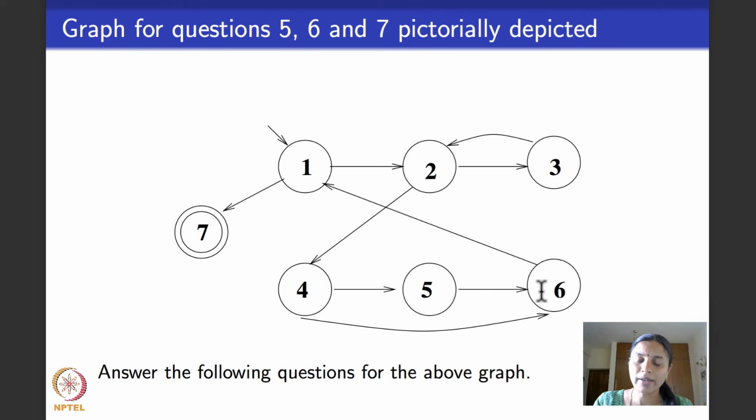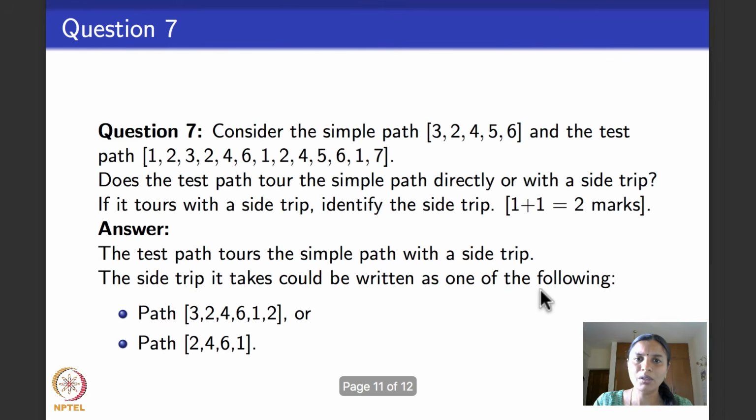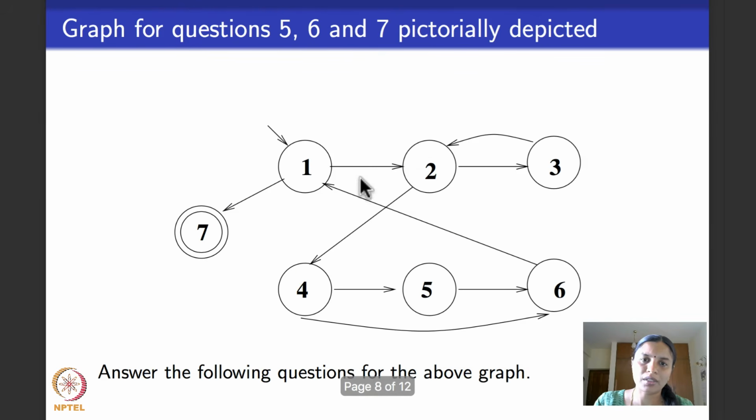So suppose you had a specified path coverage requirement of having to write a test path that covers this simple path. So they have made an attempt, given you a test path. The test path is fairly long. It does 1, 2, 3, 2. Then does the 4, 6 edge, comes back to 1. And does the 4, 5, 6 edge and comes back to 1 and then to 7. It's this long path that just walks through the entire graph once, round and round.